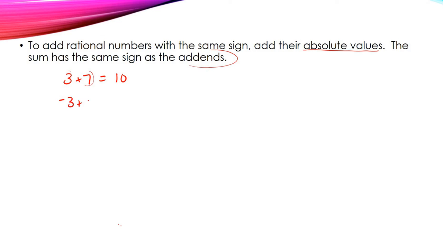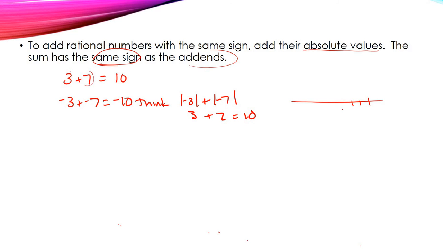If they're both negative, what we want to do is think about adding their absolute values. And their absolute values are 3 plus 7, and we get 10. And then use the same sign as what we started with. We started with 2 negatives, so we keep it a negative. Think of it again on our number line. If I start at -3, and then I go to the left 7 more, I'm going to have a bigger negative.